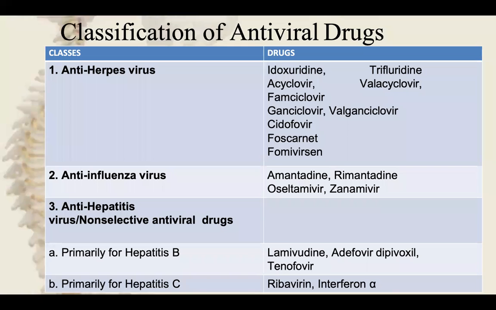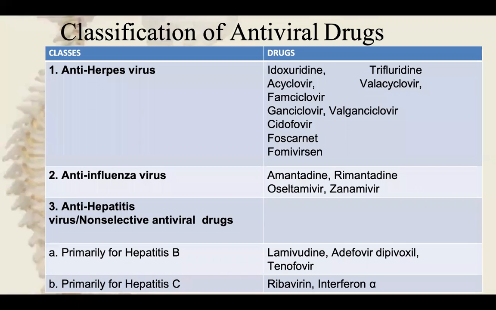So if you go through the classification of antiviral drugs, first one is anti-herpes virus. Those are the drugs we mostly have to apply: idoxuridine, acyclovir, famciclovir, ganciclovir, cidofovir, foscarnet, fomivirsen, trifluridine, valaciclovir, valganciclovir.